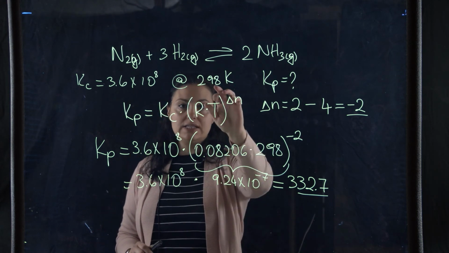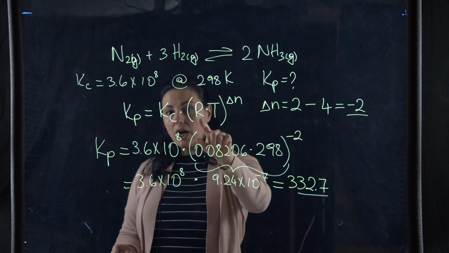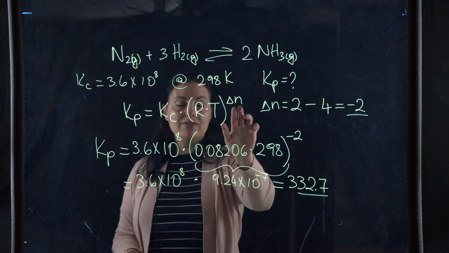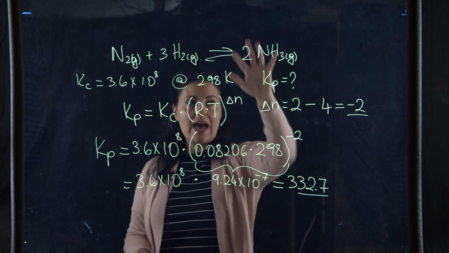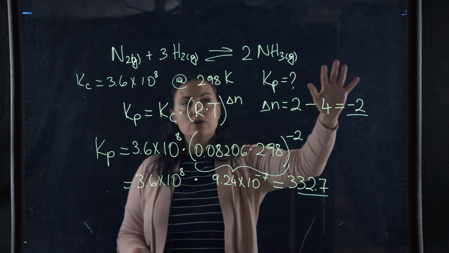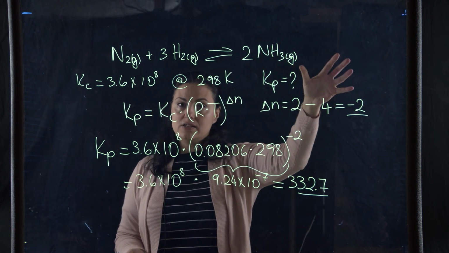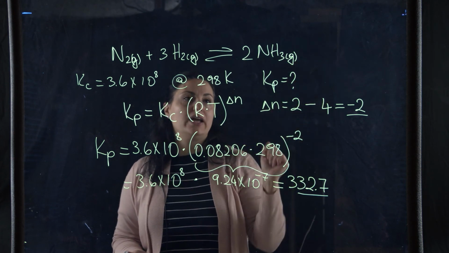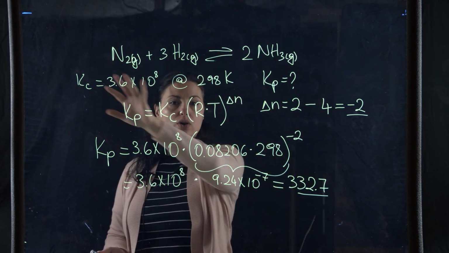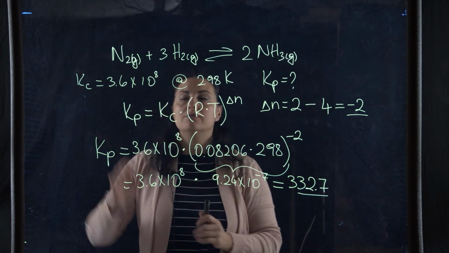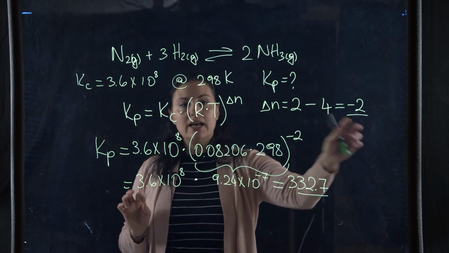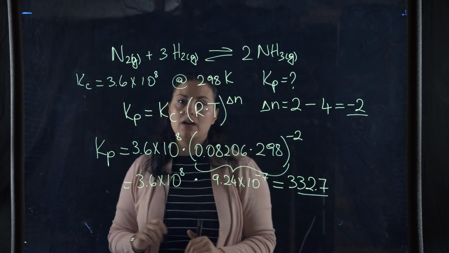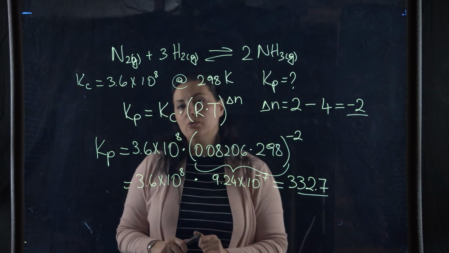You will be given a temperature. You would know what R is because it's a constant. You would have to figure out the change in the number of moles, and you do that by adding all the moles of your gaseous products on the right-hand side, and then subtracting the total of all the moles from your reactant side. And it's okay if it's negative. You can still do this calculation and you would be fine.